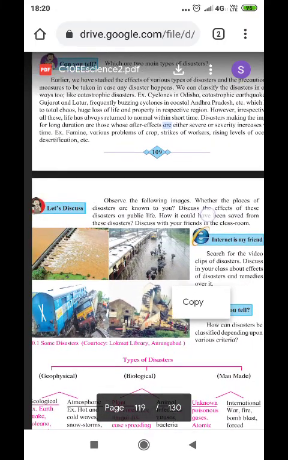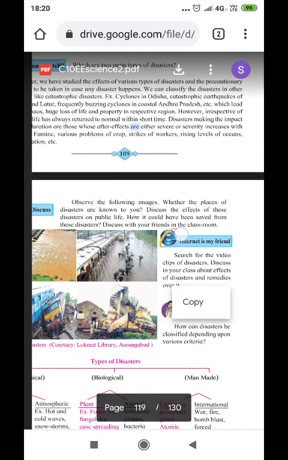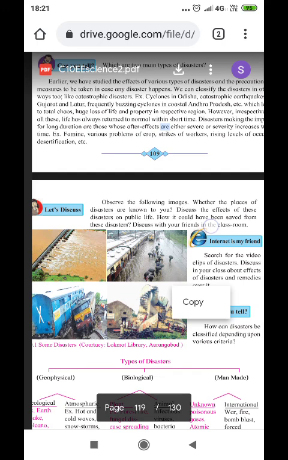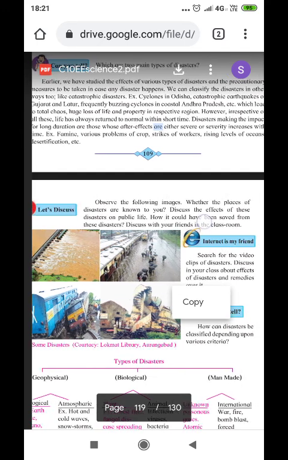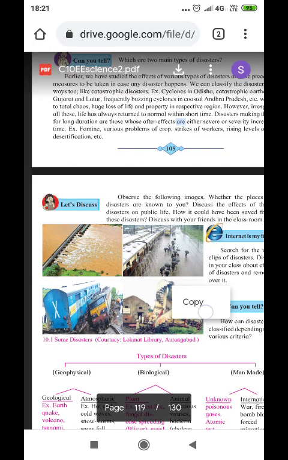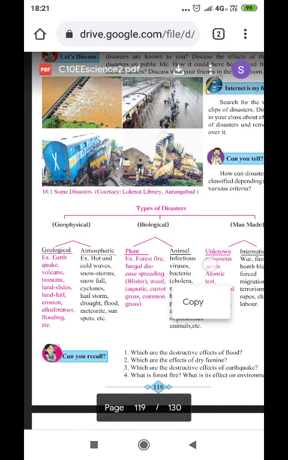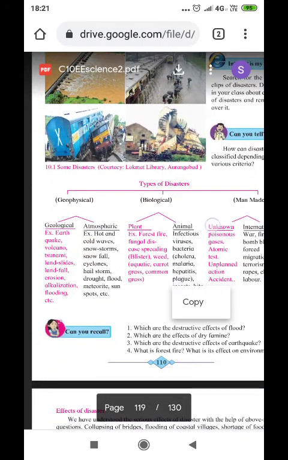Disasters having an impact for a longer duration are those whose after effects are either severe or whose severity increases with time. For example, famine, various problems of crops, strikes of workers, rising levels of oceans, desertification, etc. By observing the images, we can say something about the disasters which we know. You can see the pictures.